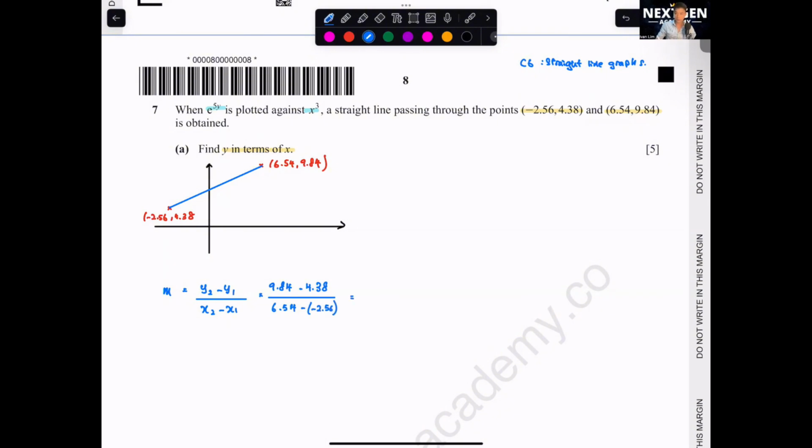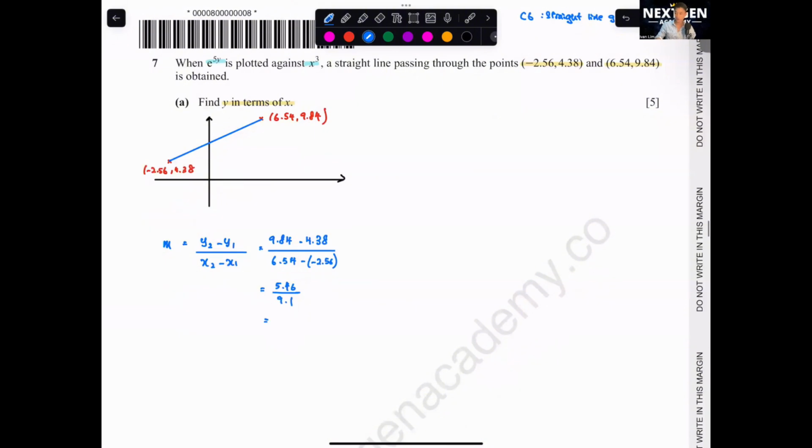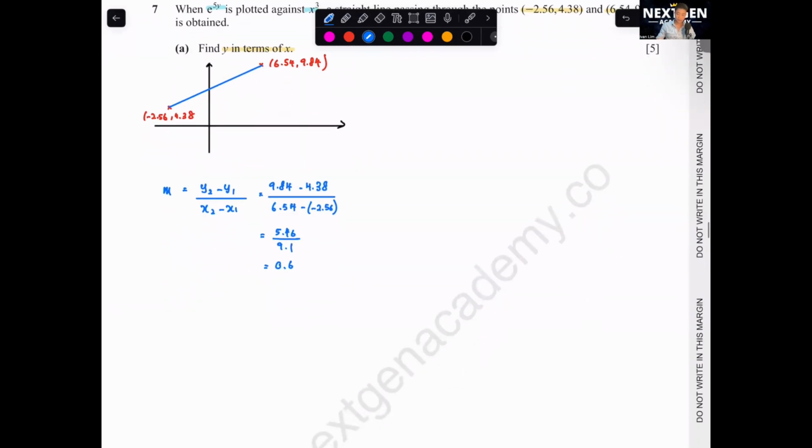Just put it in your calculator. Or if you want to write it down further, it'll be 5.46 over 9.1. Normally I don't like to present like that. It is not necessary to write so many lines. Just type the whole thing in the calculator. m is equal to 0.6. This is your first one.